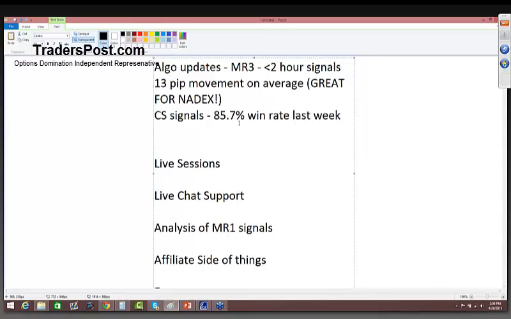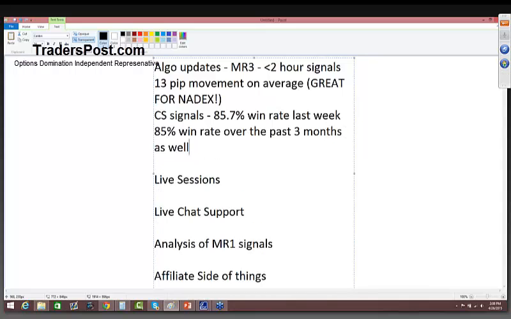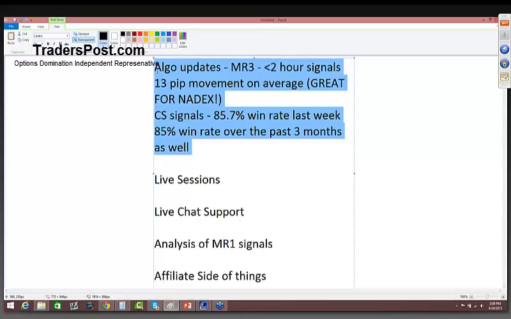And then in a 3-month back test, we did the test over 6 months, but we have some concerns about the first 3 months of data. So the 3 months of data that we're absolutely sure on is good. It actually generated about an 85% win rate over the past 3 months as well. So again, a very, very strong signal. This is being made live as well, and it's going to be marked as CS, that'd be the type.